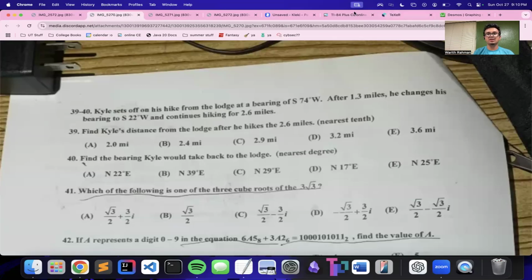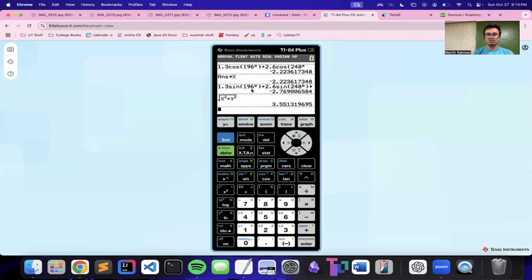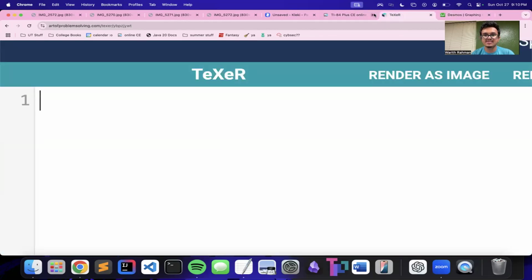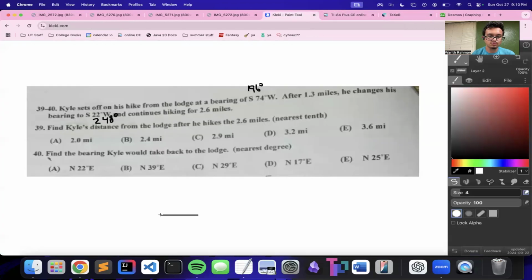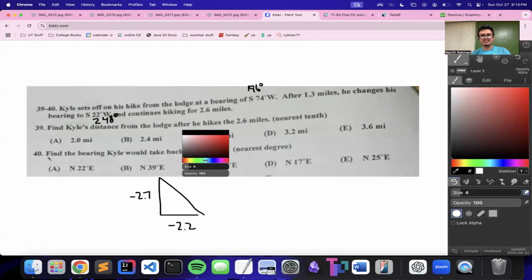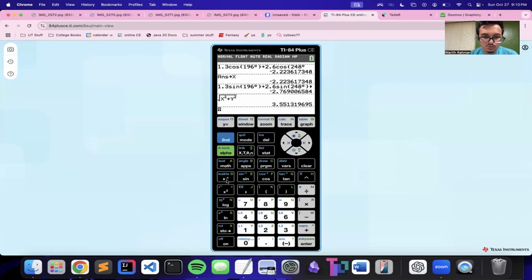And as for the bearing, it may be helpful if you draw this out. So negative 2.22 and negative 2.77. If I'm going to use the absolute values for these and just take the arctangent, so the arctangent of the absolute value of y over x, which actually, since they're both negative, is just y over x.